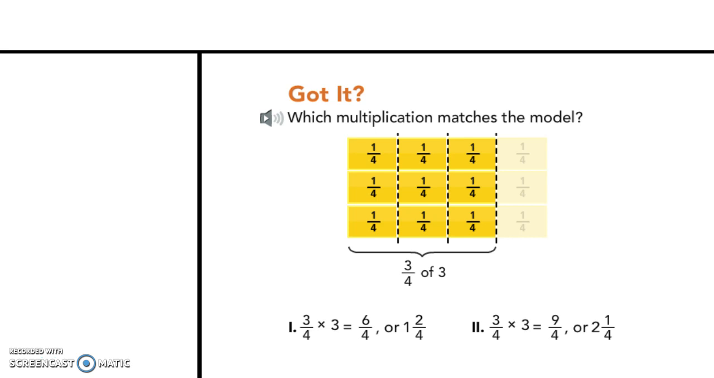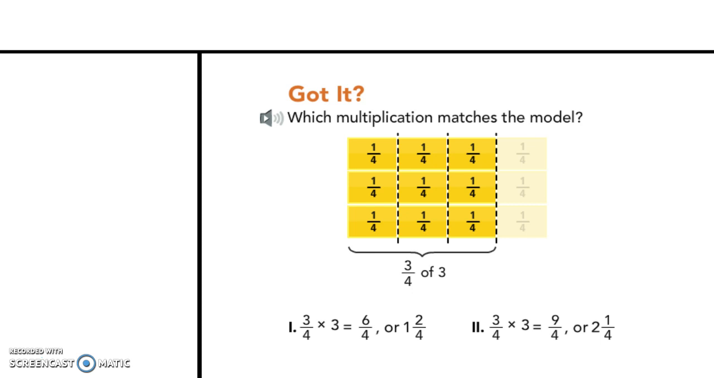Then you look and you have 1, 2, 3 marked in there. So are you having 3/4 times 3 equals 6/4, or are you having 3/4 times 3 equals 9/4?